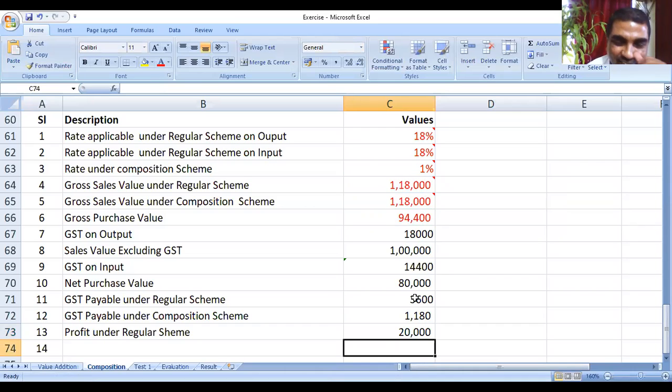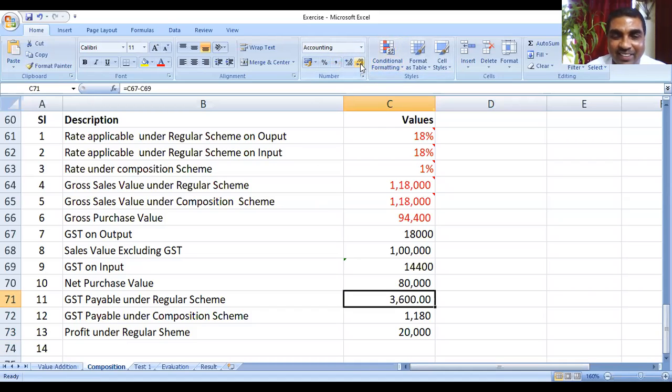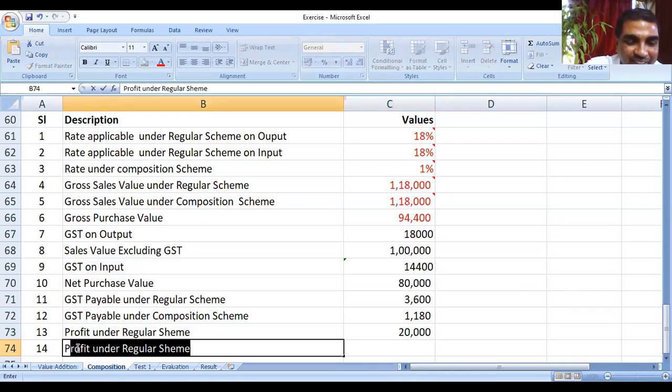Okay, now you have understood the scheme operations. That is what I wanted. You should understand how profits are generated. Now, good that you have understood this. So this should minus 3,600. This is additional payment made to the government. That also goes out of your pocket. That should be computed like this. Now let us calculate profit under, instead of regular scheme, composition scheme.